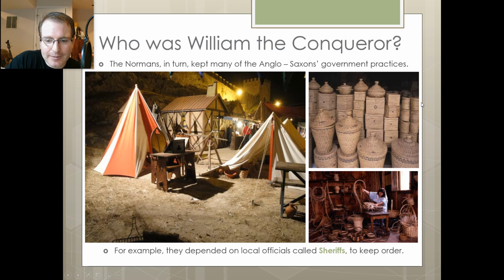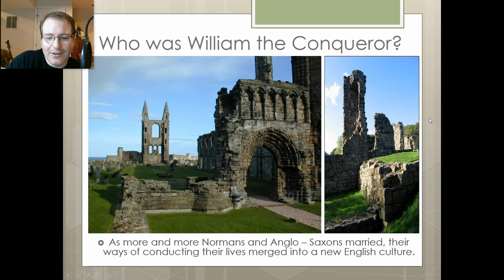So we're going to wind up seeing the local officials, the sheriffs, all that coming from Normandy. And what happens is that the Anglo-Saxons and the Normans, through intermarriage, are eventually going to become a new people. And so that's what we have right here, this new culture coming up, which is going to be the foundation for what we have here in the United States eventually, which is pretty cool.